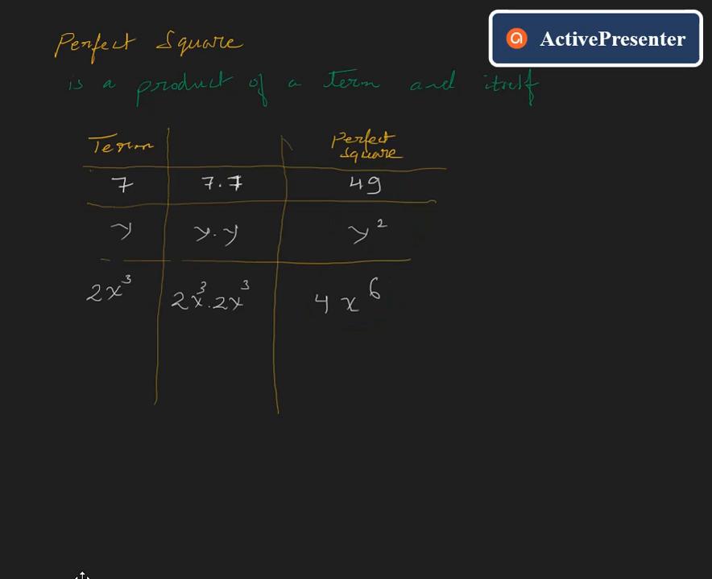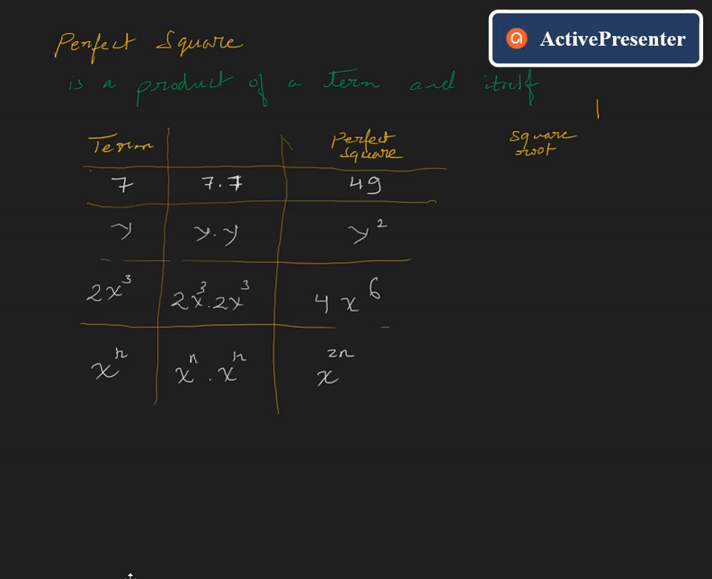If we say x to the power n, the product of this term and itself is x to the power n multiplied by x to the power n. The perfect square is x to the power 2n. Now, if you take the square root of a perfect square, you will get exactly the same term.